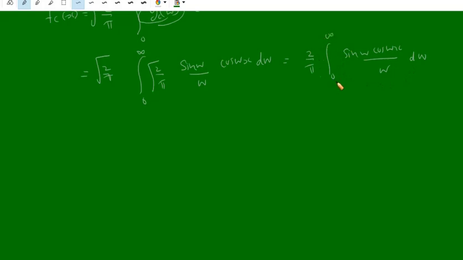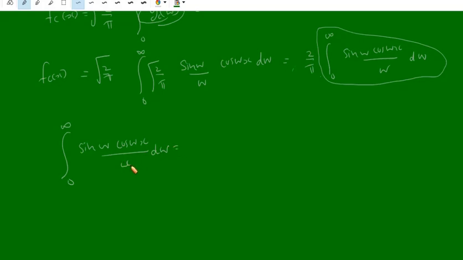So once we write only this part, this 2 by pi, here we have fc of x. So what is this thing is what I am going to write. Integral from 0 to infinity, integral from 0 to infinity sine omega cos omega x by omega d omega, that will be equivalent to this 2 pi by 2, that will be equal to pi by 2 fc of x, or that is equal to pi by 2 f of x.